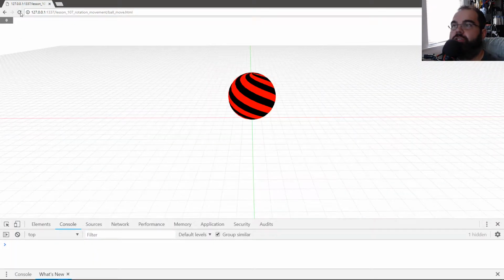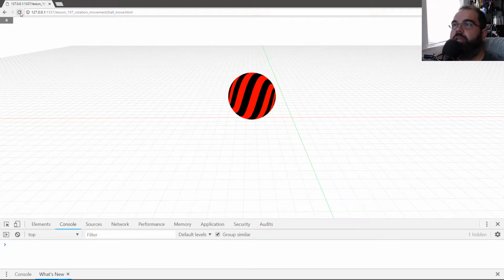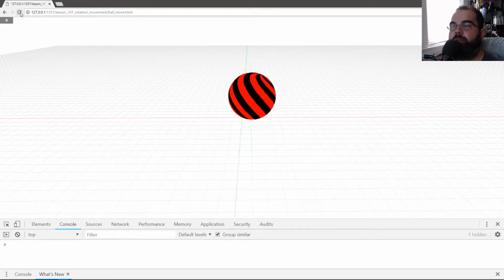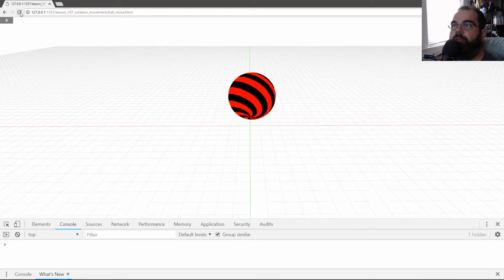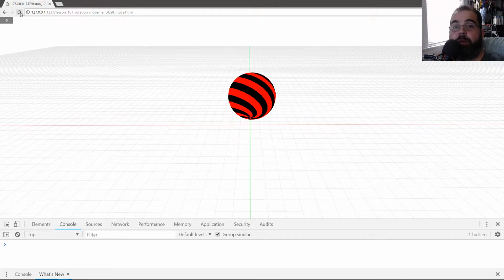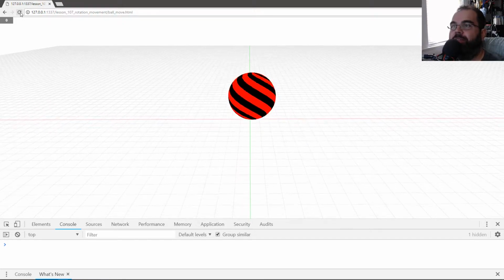So if I click refresh, I can go left and right. Remember I said left and right? I don't bother calculating, I just change it to left and right. That works. Forward and back, and the follow camera is working too. So the camera's following the ball.